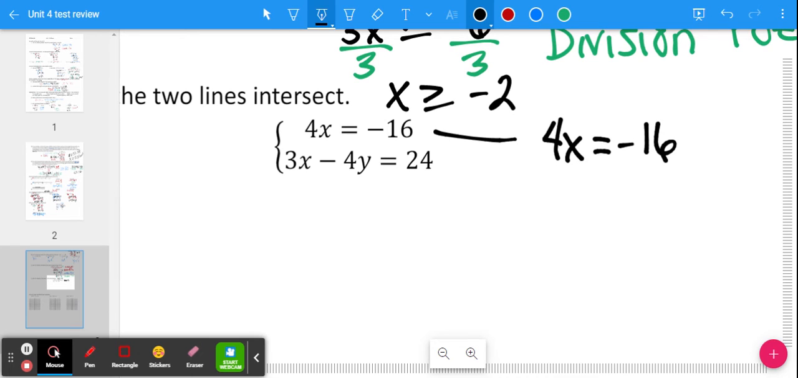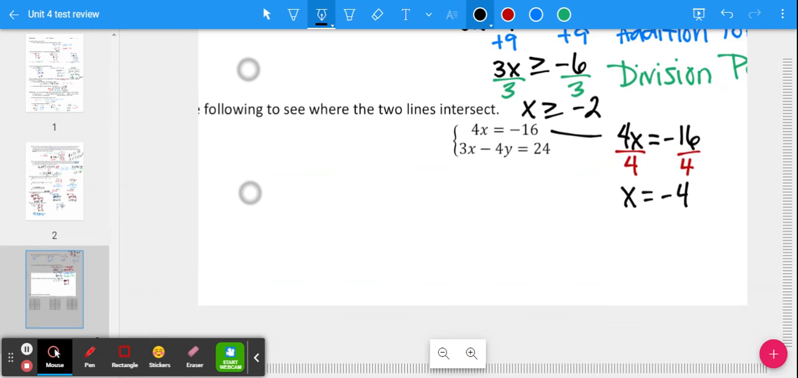And then I'm going to plug it back in to figure out where they intersect. So when we divide by the coefficient 4, we get x equals -4. So we know the x value of the coordinate where these two lines intersect. I'm going to go ahead and write it off to the side.